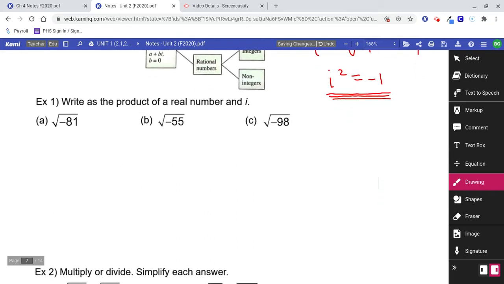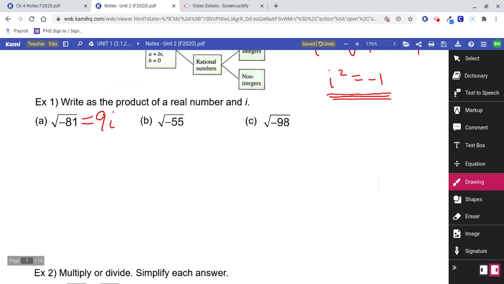Number 1 says write as the product of a real number and i. All right. Once you know what you're doing, you're going to do this in your head, and you're not going to show any work. Square root of -81. Square root of 81 we all know is 9, but that square root of negative is going to put an i on there. It's going to be 9i.